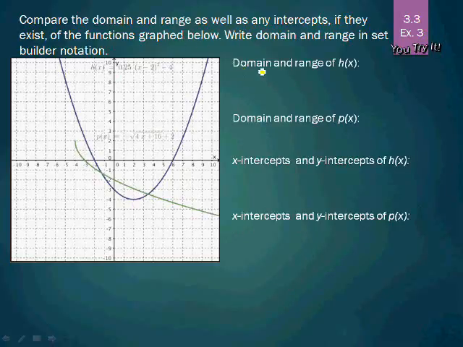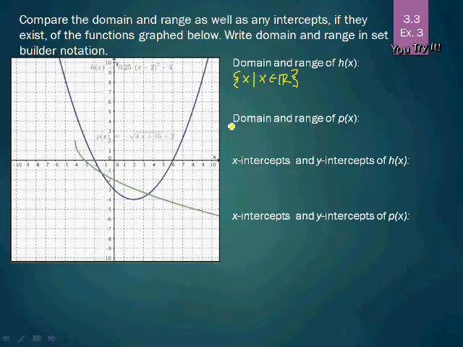So first of all, h of x we can see here is a parabola. It's a quadratic, so we know that it goes from negative infinity to positive infinity, and that's our domain. Then the range is a little bit restricted. Let's go ahead and write the domain. So we have in set builder notation the set of x's such that, and if it's all numbers, like it was negative infinity to positive infinity, then it's just x in the set of real numbers.